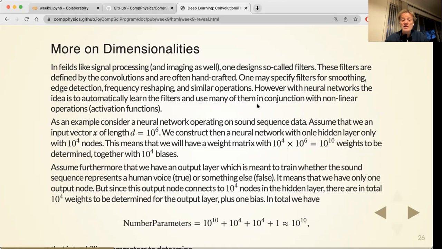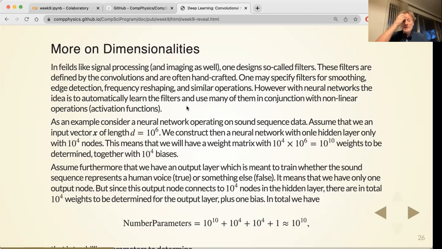However, with neural networks, the idea is to automatically learn the filters and use many of them in conjunction with nonlinear operations, which are the activation functions. That is the next step in a convolutional layer. You have the convolution process itself that produces an output, and that enters a nonlinear function, which is typically your activation function. It could be the sigmoid, it could be the ReLU function, and other types of functions.